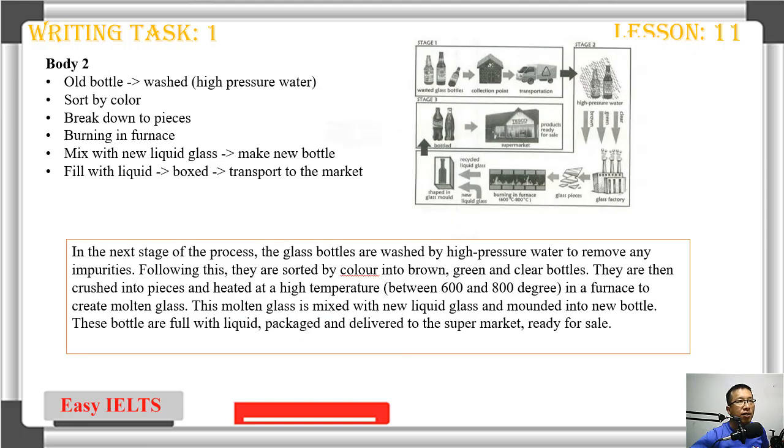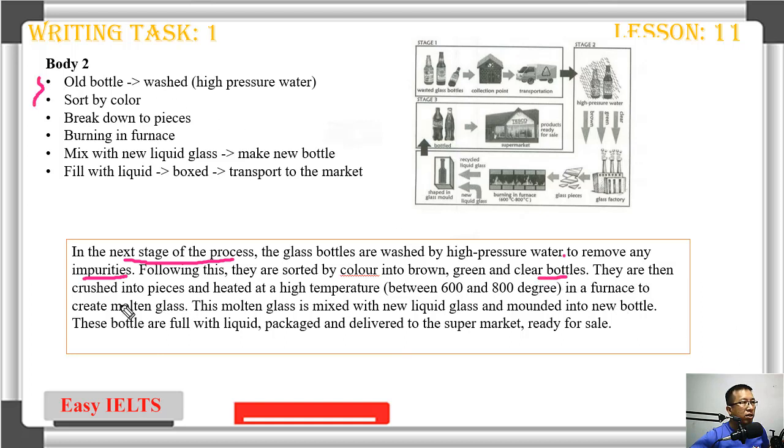So now we continue. You can see, in the next stage of the process, the glass bottles are washed by high pressure water to remove any impurities. Okay, you can say something like this, or you can say just washed by high pressure water. It's okay. And following this, they are sorted by color into brown, green, and clear bottles. Okay, so by color here.